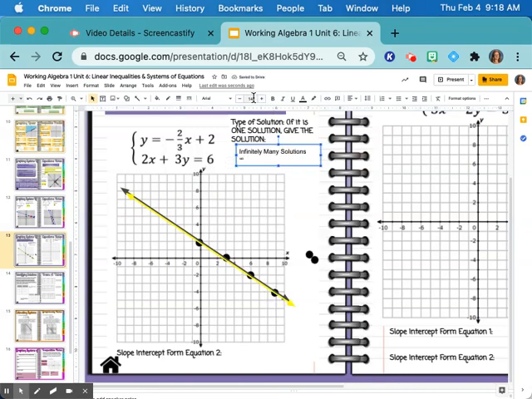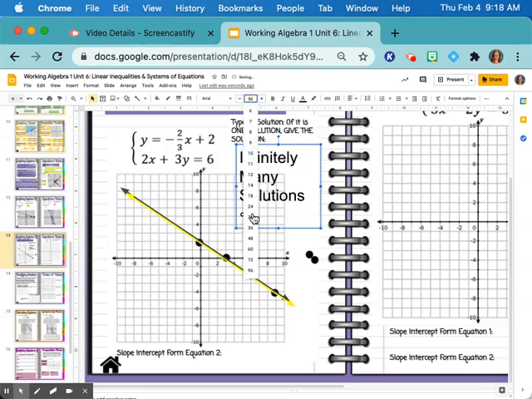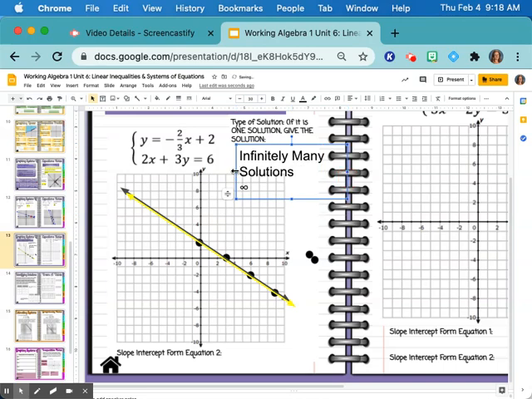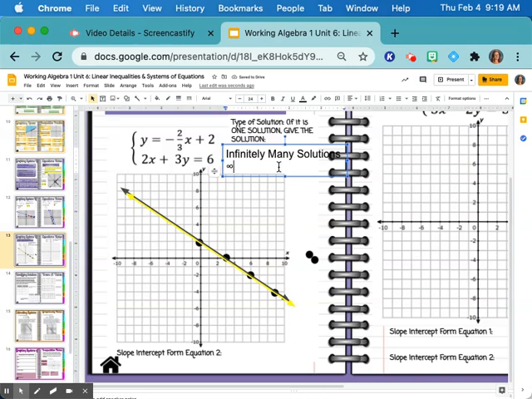I'm going to make this bigger. Oh, whoa, too big. Maybe make this one bigger. There we go.